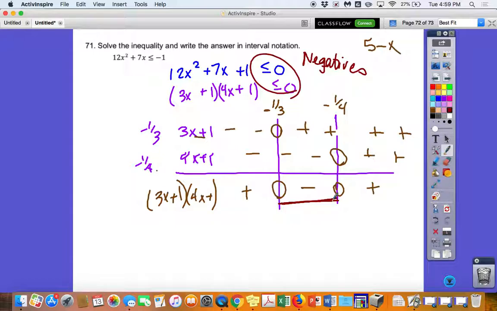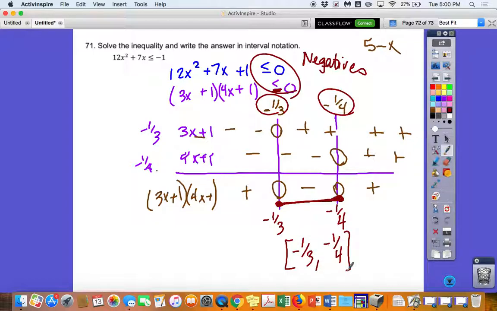Now, it would be wise to take this, write it down here. Take this, write it down here. What is that interval? It's just in between them. And it did have the line underneath, so we need those because it had the little line. So that means negative 1/3 to negative 1/4, which is not a very big interval at all.